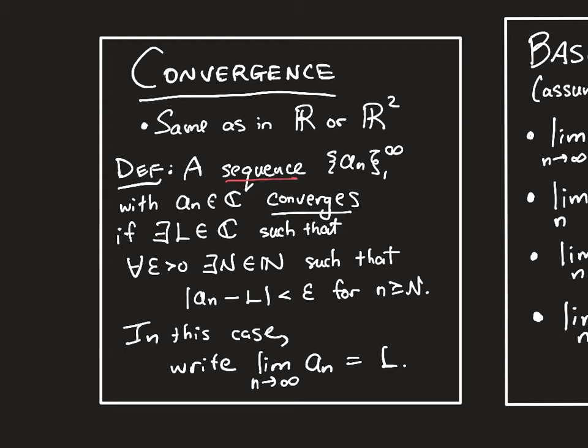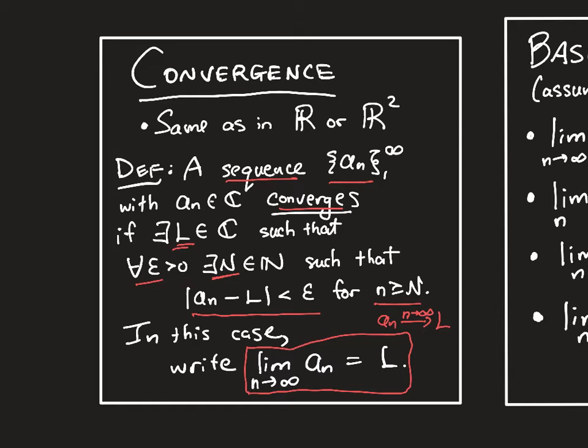So a sequence of complex numbers written this way, where n runs from 1 to infinity, converges if there's a complex number L such that for every epsilon there exists a natural number N such that |a_n - L| is less than epsilon for all big enough n. So this is the usual epsilon-N definition of convergence of sequences. And when this happens, we write that the limit of the sequence is L, or we might write something like a_n goes to L as n goes to infinity.